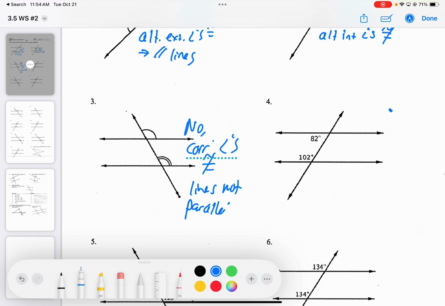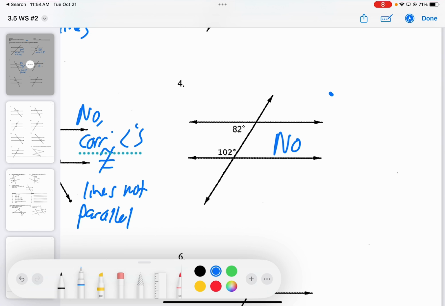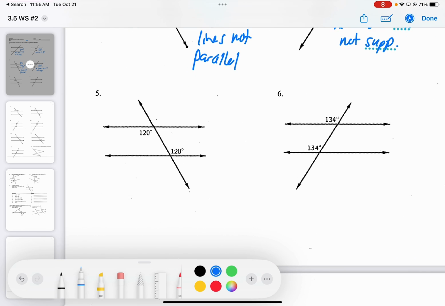What are you talking about, Carter? I'll go number 4. Number 4, go. Not parallel. Why not? Because they're consecutive interiors and they add up to 184. Good. So consecutive interior angles are not supplementary in the picture, so that means the lines are not parallel. All right. Good job. We're getting it.